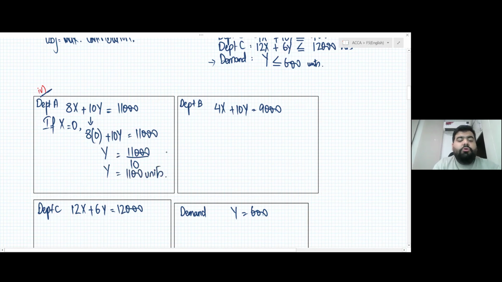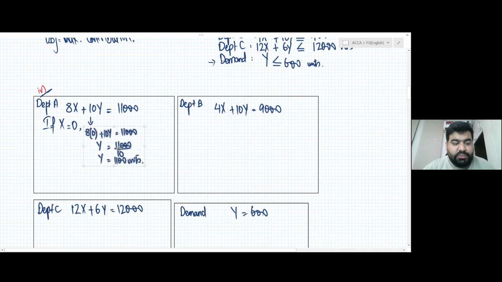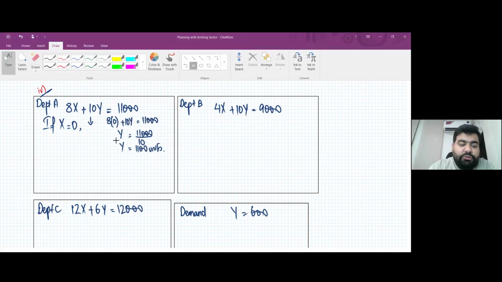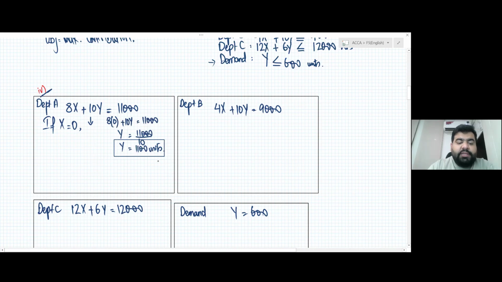In the scenario where X is not being produced, how many units of Y will be produced? I have calculated these units in department A. It is 1100. Same case I will do with the Y.